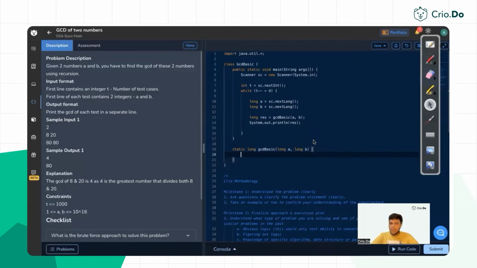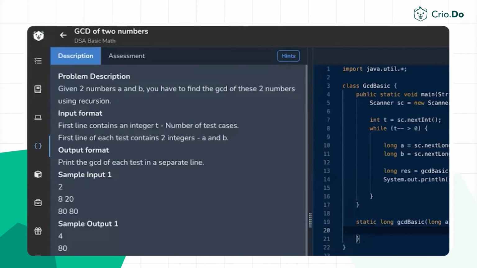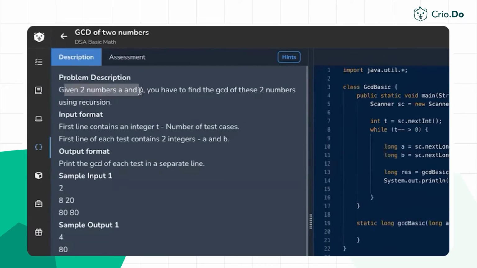Everyone, welcome back. In this particular video, we will be discussing the problem GCD of two numbers, which is a question based on mathematics. We are given two numbers A and B. What we have to do is find the GCD of these two numbers using recursion. GCD means greatest common divisor, or it is also known as highest common factor, HCF.